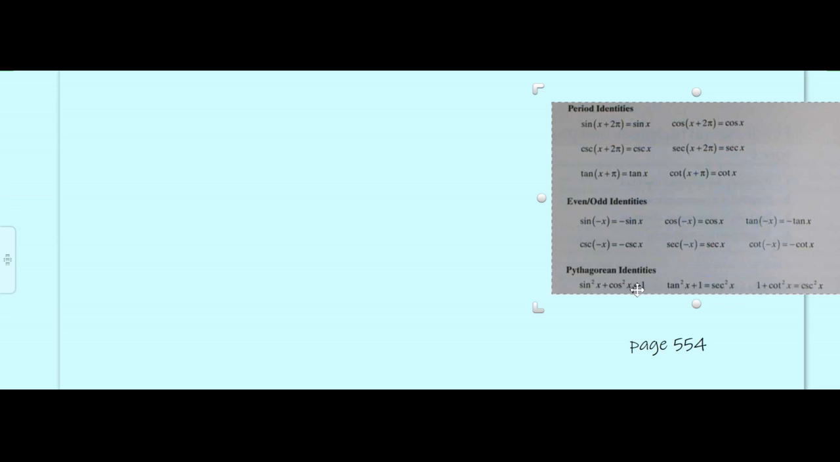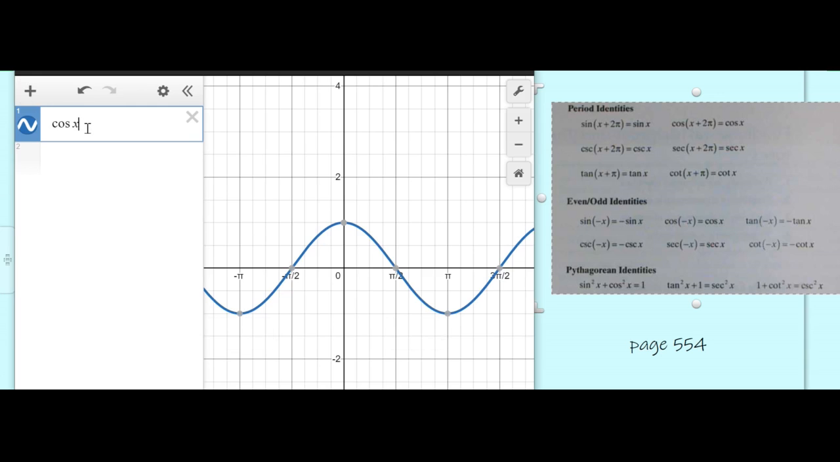Then Pythagorean identities. We've talked about this a lot. I've already told you that sine squared plus cosine squared equals 1. That means the y value squared plus the x value squared equals 1. Well, there are other Pythagorean identities that come along with that. Tangent squared of x plus 1 equals secant squared, and 1 plus cotangent squared equals cosecant squared.